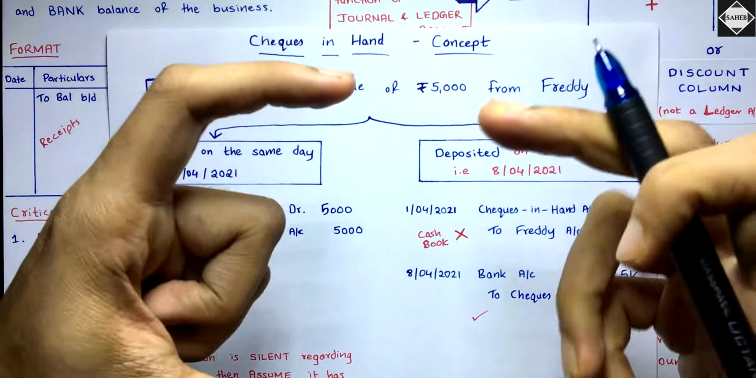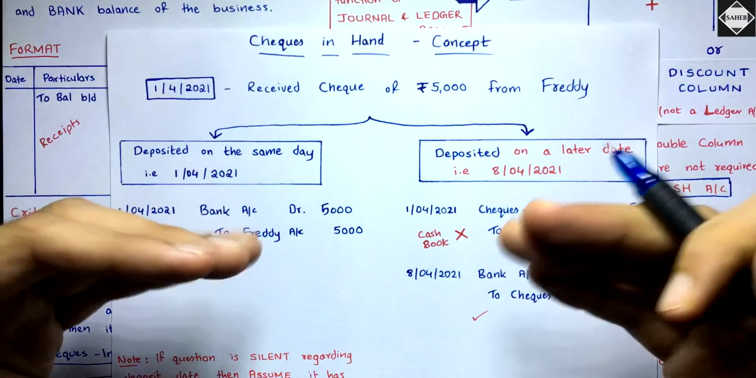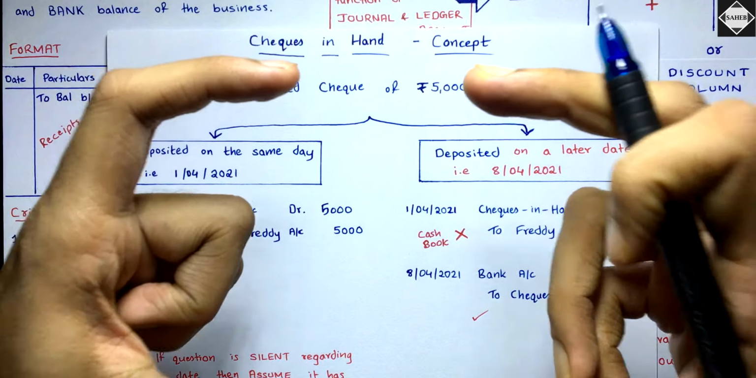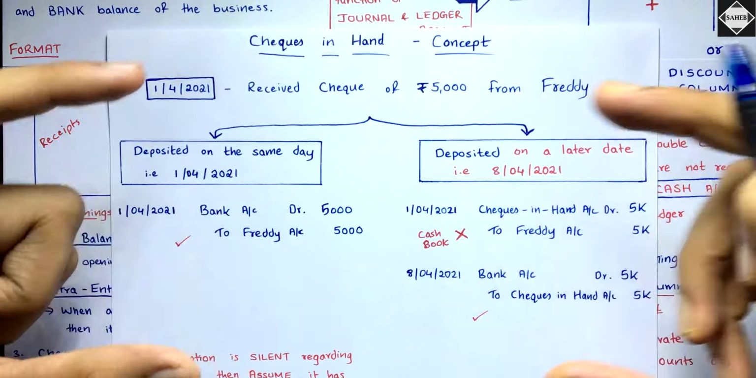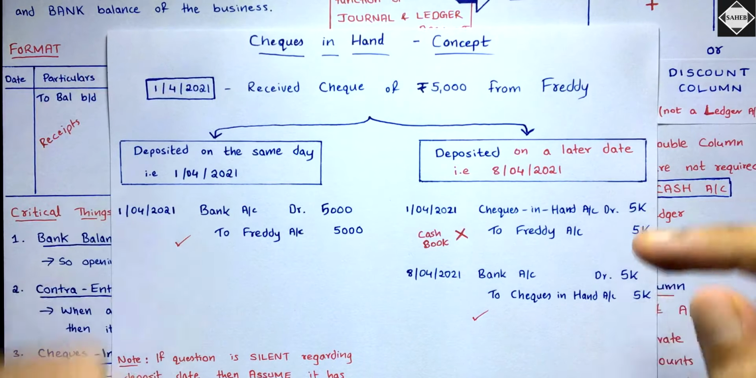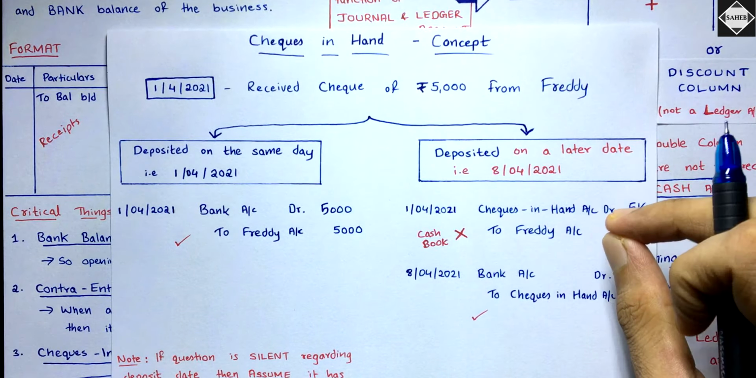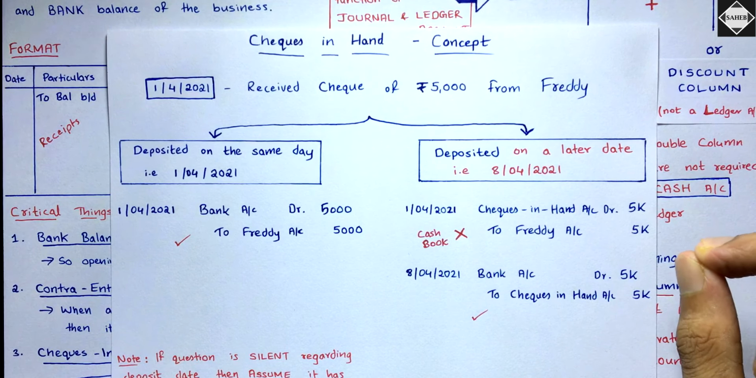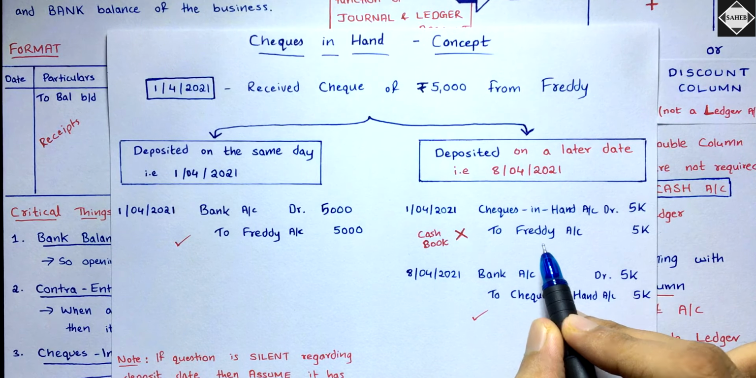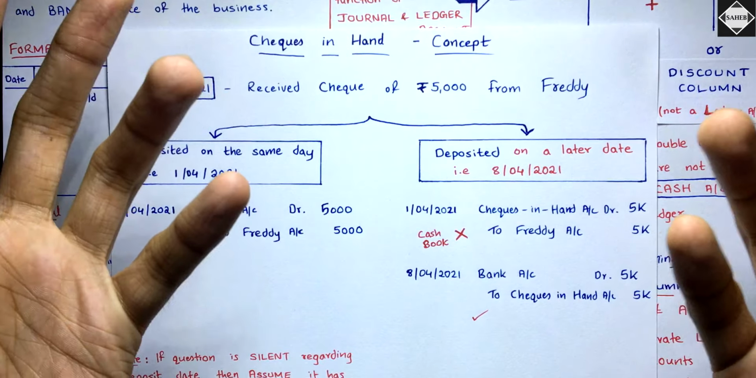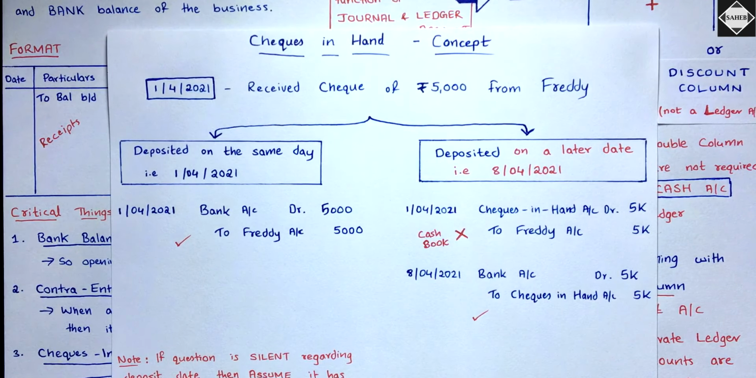Because of that check, because of that piece of paper, you can get 5,000 in your bank account. So that is something beneficial. Future benefit is there in that paper. So that's why it's an asset. So Cheques in hand account debit, you will debit that by 5,000 and you will credit the Freddy account the same way. From whom you have received the check, from Freddy, so to Freddy account 5,000. That way you can imagine.